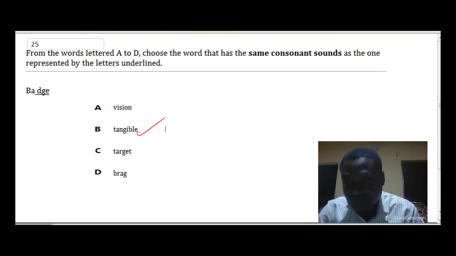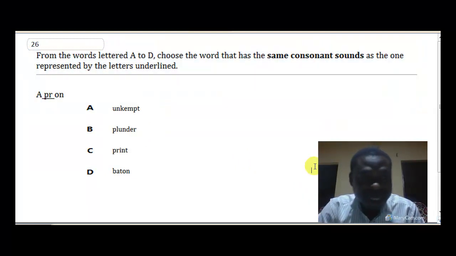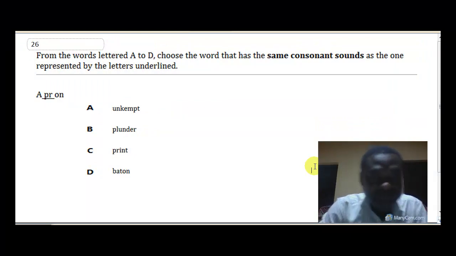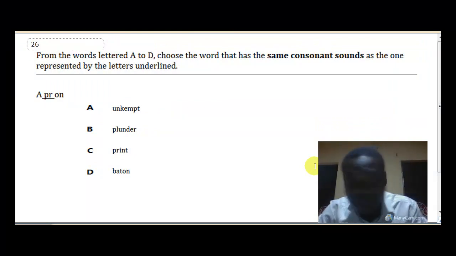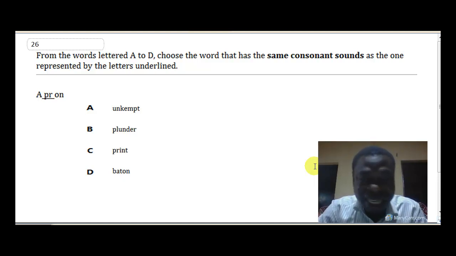Question 26. Apron. There are two sounds underlined in this word. The first one is p and the second one is r. And so you must look for the option that contains the two sounds, not the one that contains one of the two sounds. So let's go through the options. A, unkempt. B, plunder. C, print. And D, button. Option C is clearly the answer because it contains p and r.